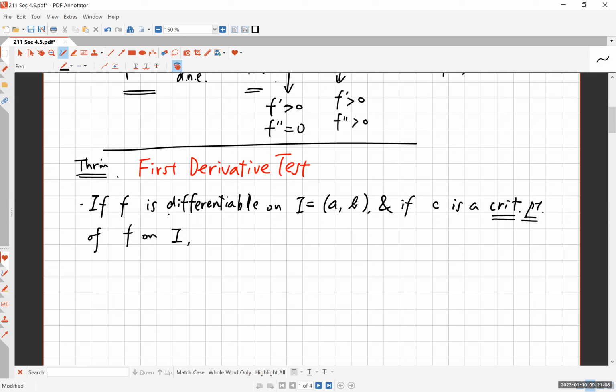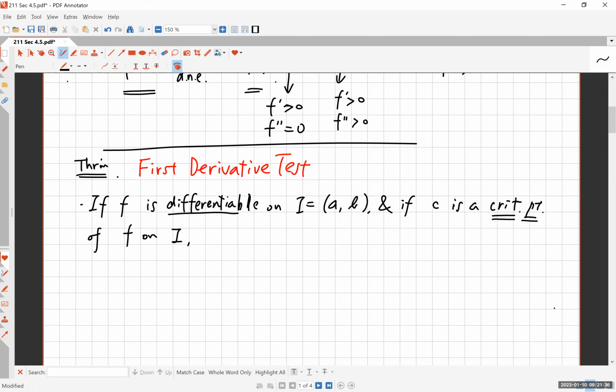Well, I said f is differentiable, so f prime of C not being defined is not a possibility. But actually, for this test, f does not have to be differentiable at C. It has to be differentiable everywhere else. That's a kind of technicality I will not repeat here, because it's very rare that you encounter that kind of exception.